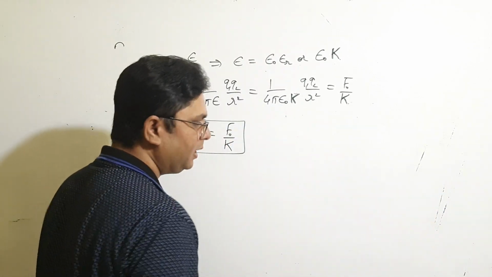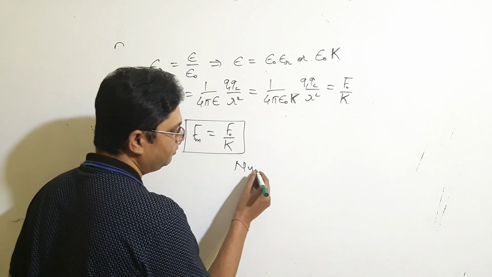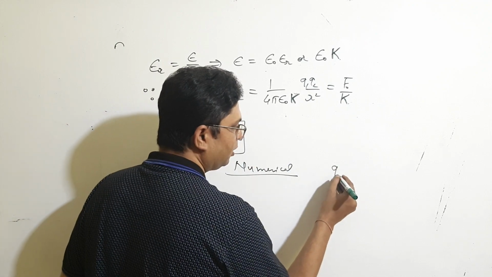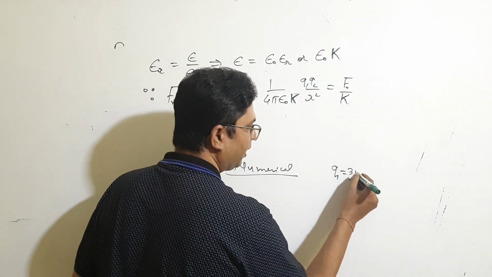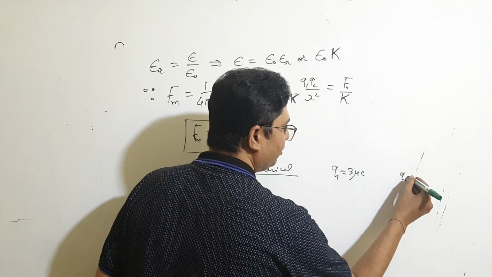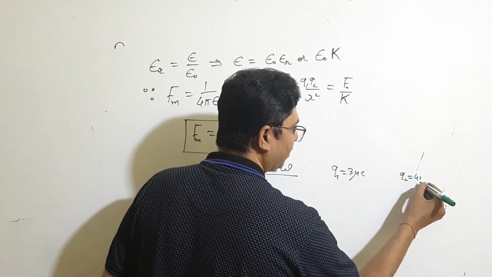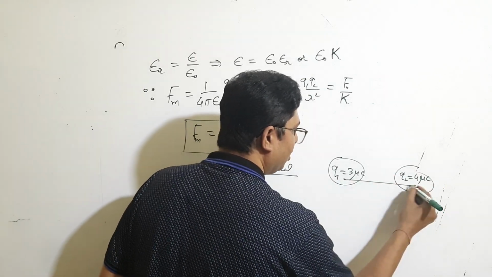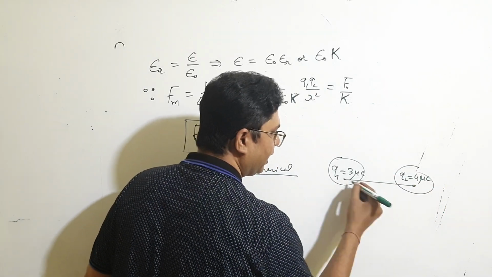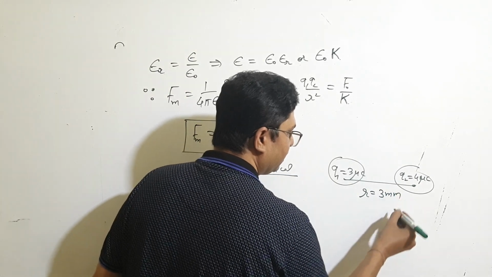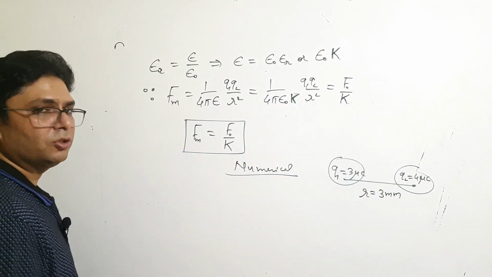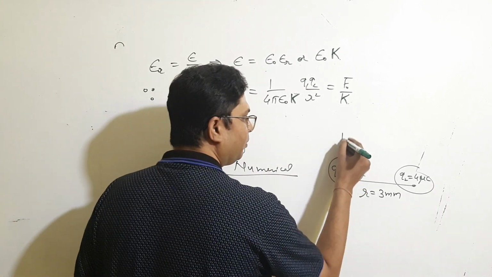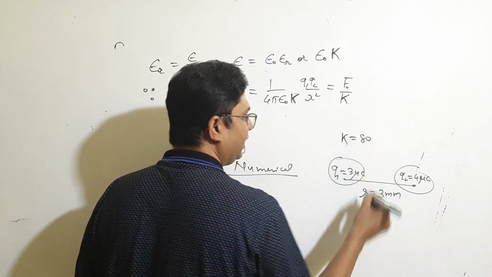Let us have a numerical. Suppose you have a charge Q1 equal to 3 microcoulomb. You have Q2 equal to 4 microcoulomb. These two charges are separated by a small distance r of 3 mm. Then what is the force in vacuum and what is the force when we place K equal to 80?